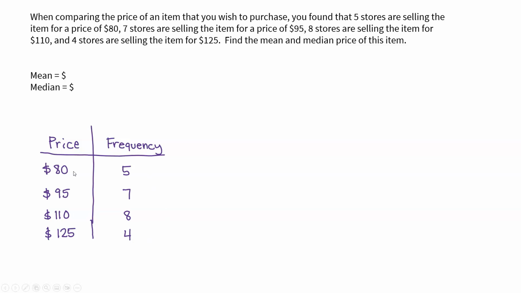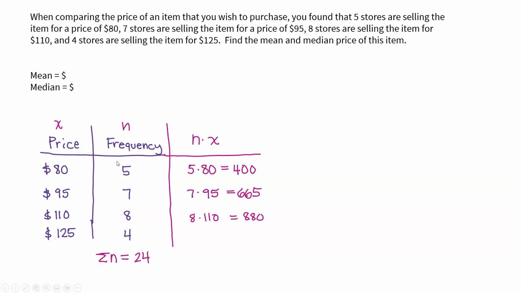You just have how many times each one of these occurs. So here, where these are your X values, your price, your N, your total number of stores that you looked at, was 24. That's going to be important. If you take each one of these, they are going to give you subtotals.